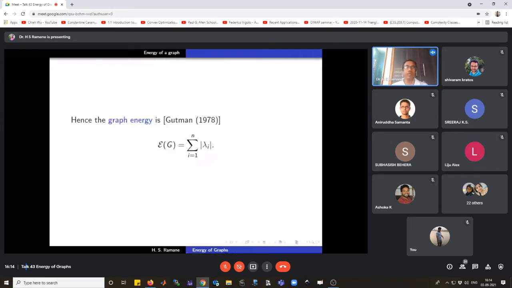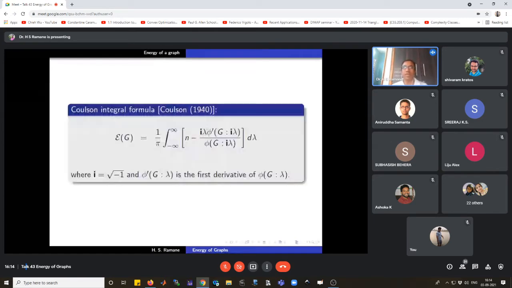This Coulson integral formula was put forward in 1940. That is, the energy of G can be expressed in the form of an integral: 1 by pi, integration from minus infinity to plus infinity, of n minus i lambda phi dash G of i lambda divided by phi G of i lambda, d lambda. Here i is the square root of minus 1, and phi dash is the first derivative of the characteristic polynomial. I will briefly outline the proof of this result.